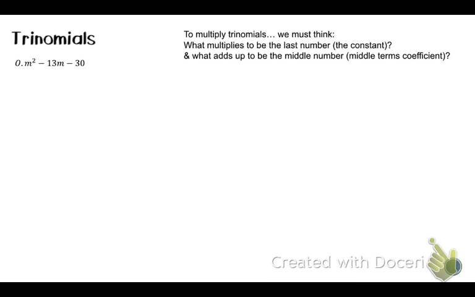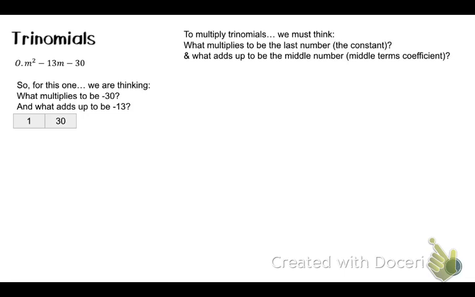So to do this, we're going to see what multiplies to be the last number and what adds up to be the middle number. So for this one, we're thinking, what multiplies to be negative 30 and adds up to be negative 13? Well, let's see. Let's write out the factors of 30. So we have 1 and 30. We have 2 and 15. We have 3 and 10. 4 doesn't go into it, so that's sad. And then 5 and 6.